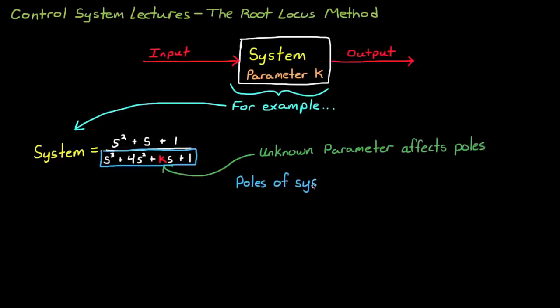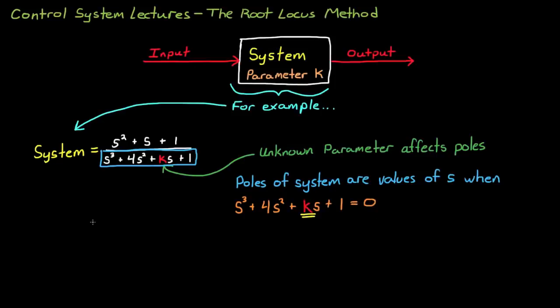Remember that the poles of a system are values of s that cause the transfer function to be divided by 0 or to blow up to infinity. And you can see from this polynomial that the value of k does in fact move the roots of this polynomial. So you have this transfer function, and now at this point you want to know the answer to one of two questions.